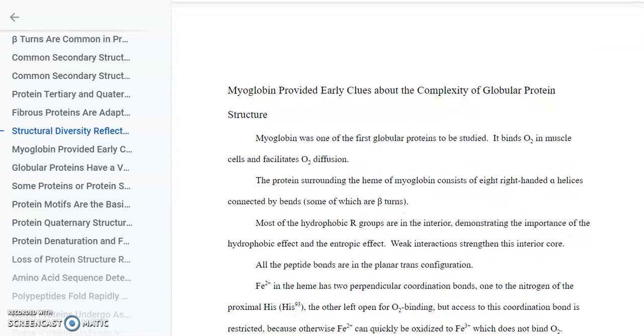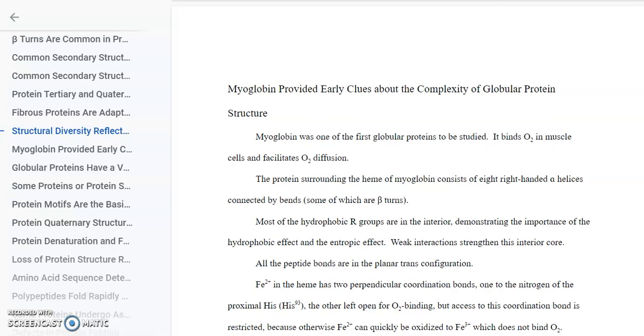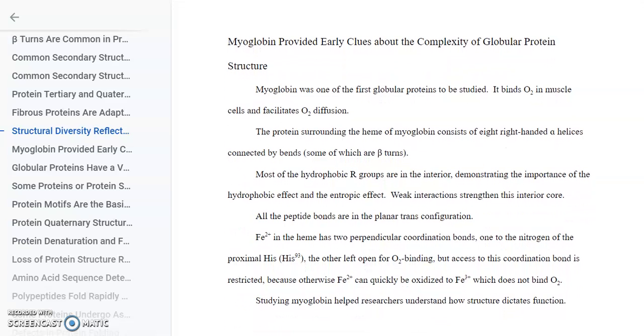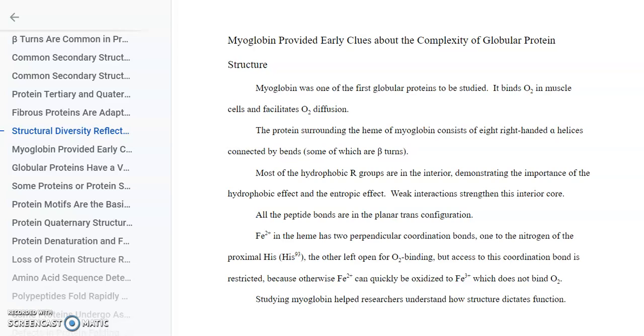Myoglobin provided early clues about the complexity of globular protein structure. Myoglobin was one of the first globular proteins to be studied. It binds O2 in muscle cells and facilitates O2 diffusion.